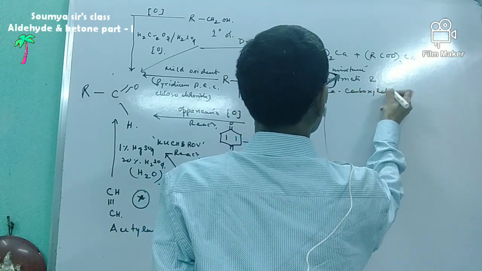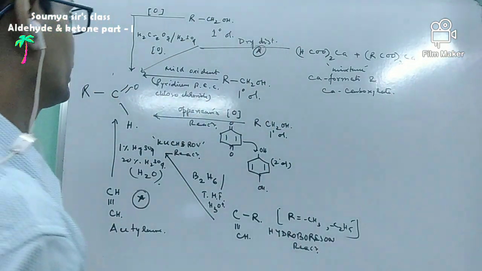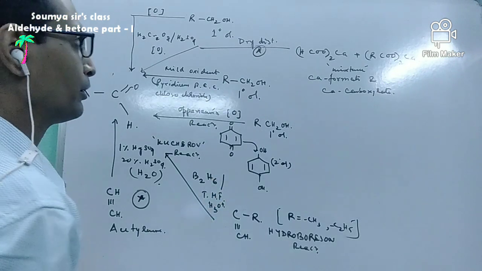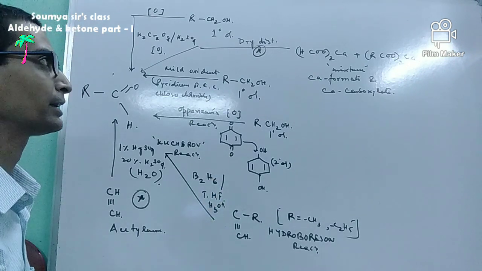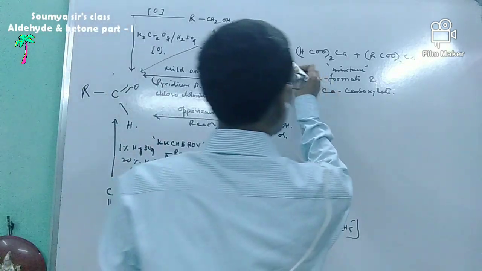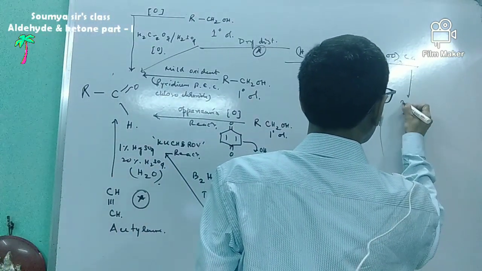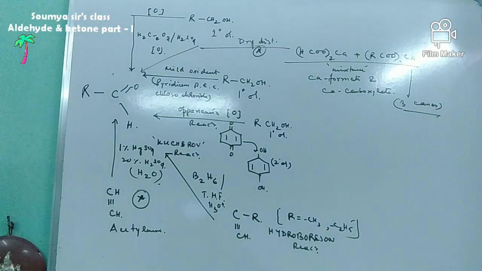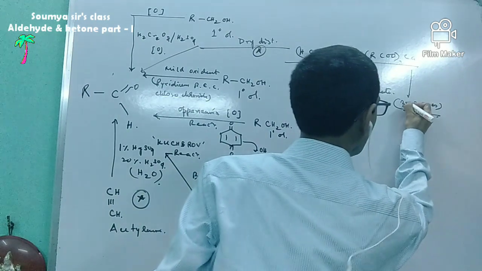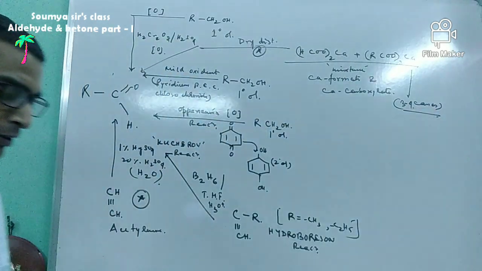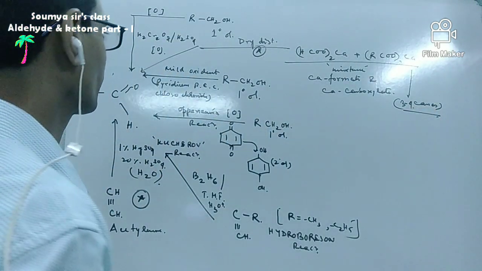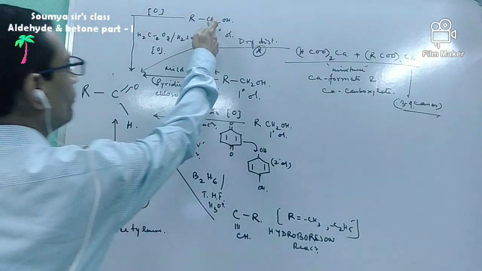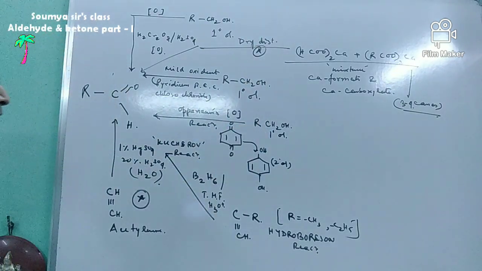Now this calcium formate and calcium carboxylate mixture has 3 cases. We will discuss later about these 3 or 4 cases. So we are coming from acetylene, we are coming from alcohol 1 degree, we are coming from Oppenauer reaction, we are coming from hydroboration reaction.